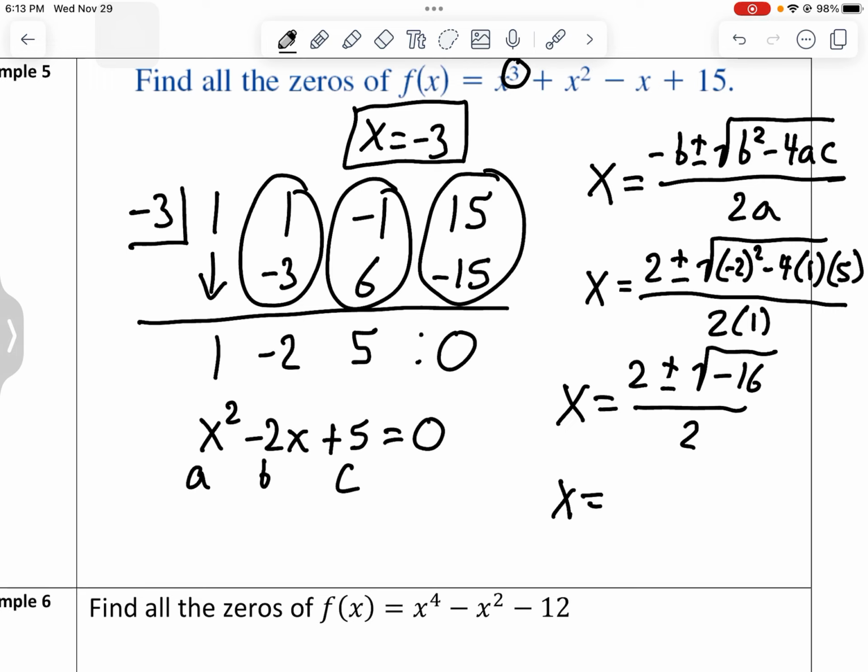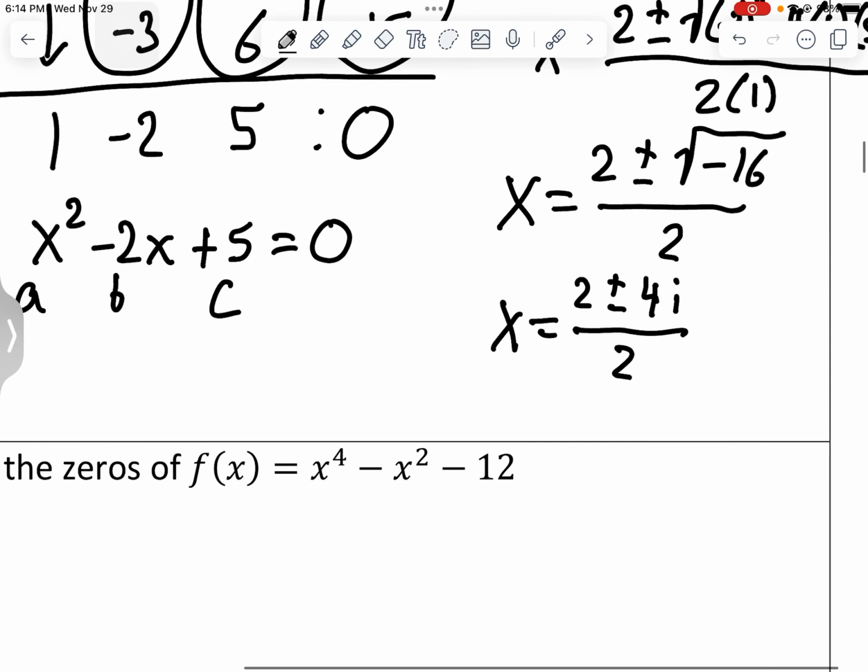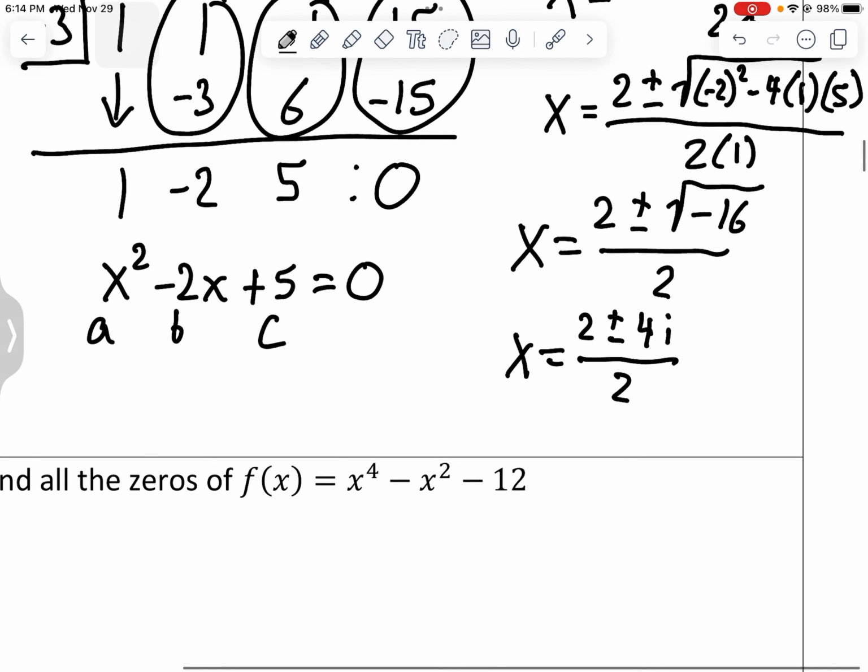So then x equals 2 plus or minus the square root of 16, which normally is 4, but since it's negative, we have to throw in that i. That's the reason that we didn't touch any of the x-intercepts, because we have imaginary solutions. And imaginary solutions don't cross the x-axis like normal roots or real roots.